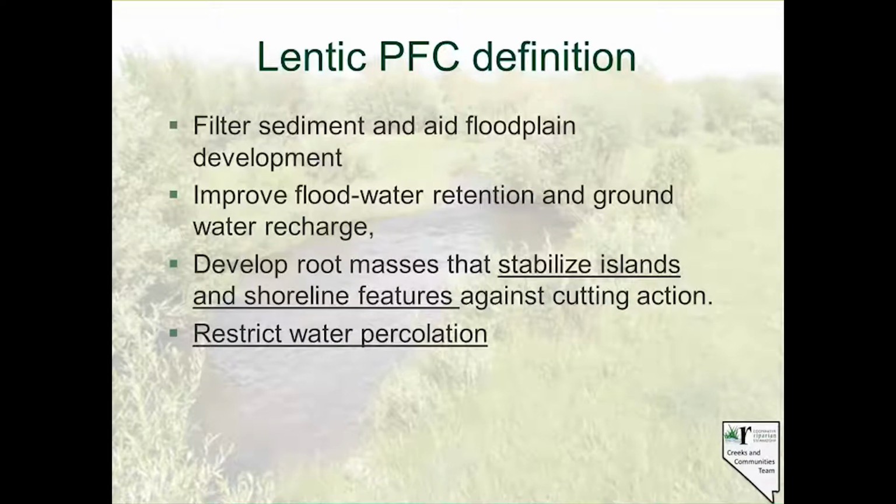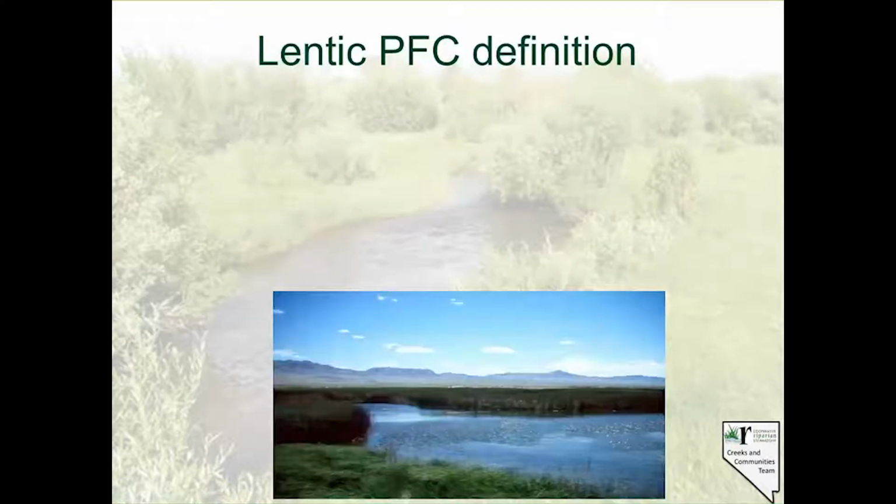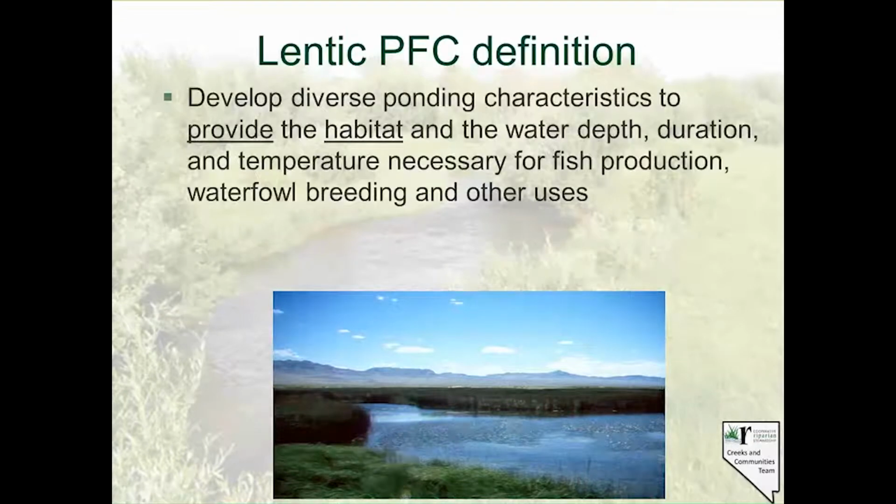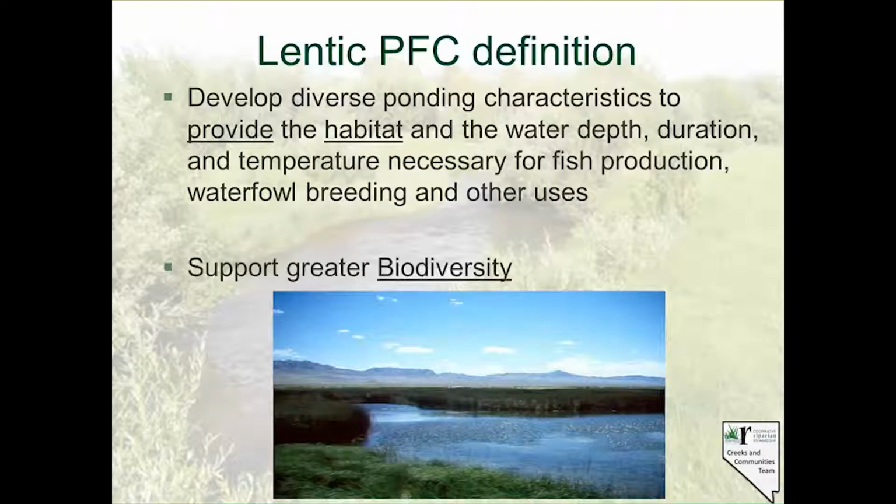And then at PFC, we develop diverse ponding characteristics to provide the habitat and the water depth, duration, and temperature necessary for fish production, waterfowl breeding, and other uses. Again, if a site isn't likely or historically didn't have fish, we're not going to say it's not functioning if it doesn't have fish now. It may be fully where it needs to be, it just doesn't need to have fish there. And then that idea that in general we're trying to support a greater biodiversity based on the availability of the site.